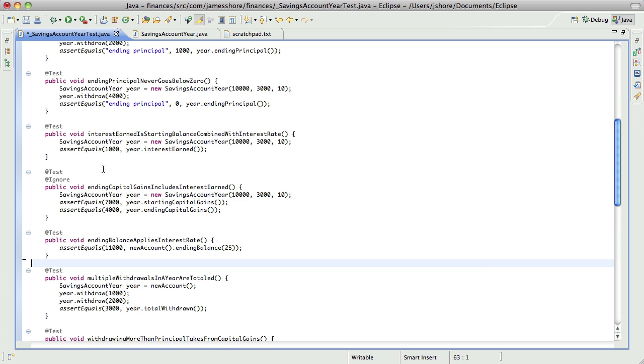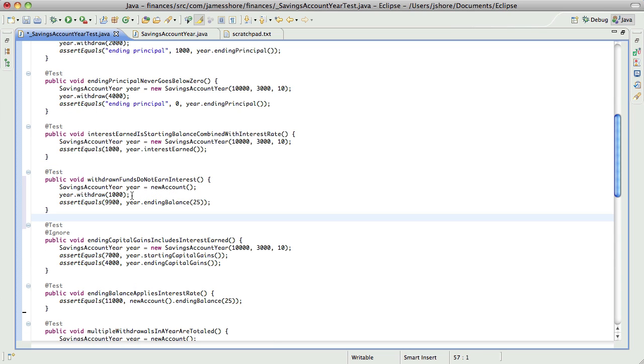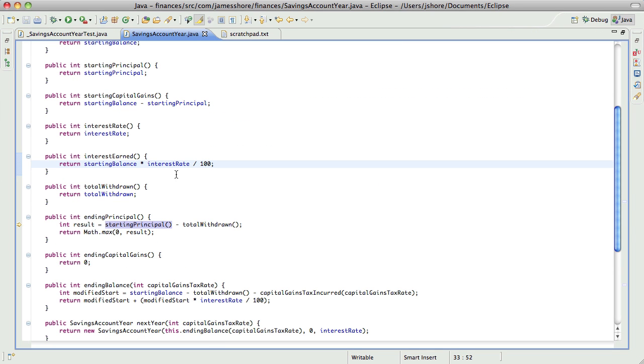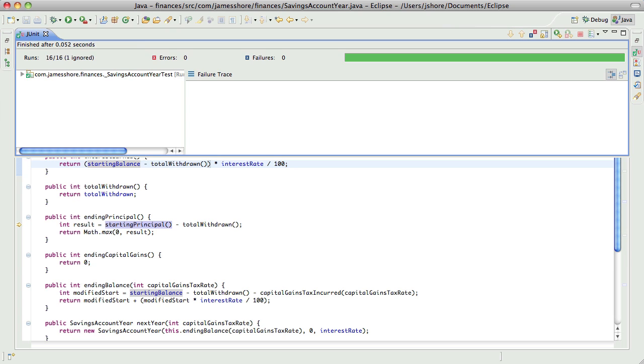We're going to say interest earned is starting balance. Withdrawn funds do not earn interest, so now the interest earned is going to be 900. So that really cleans things up nicely. Interest earned. That's going to fail because I didn't include it in the calculation. Yeah, starting balance minus total withdrawn. That should work. Yeah, it did.